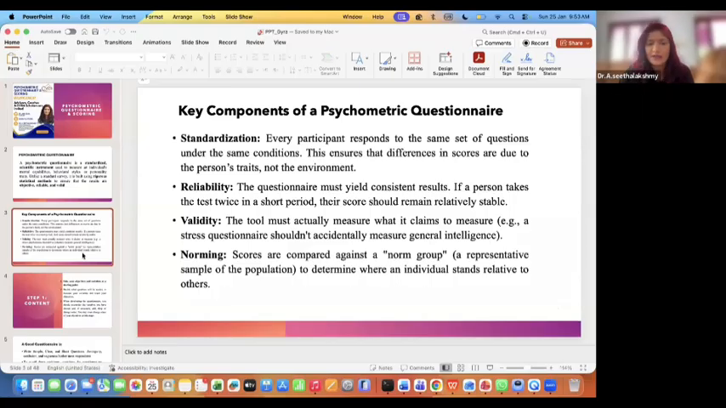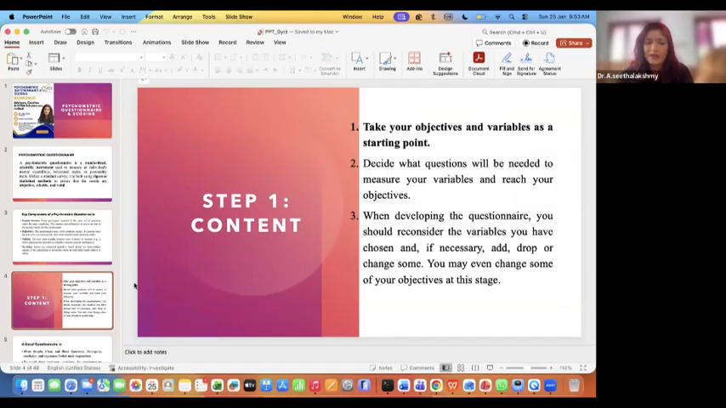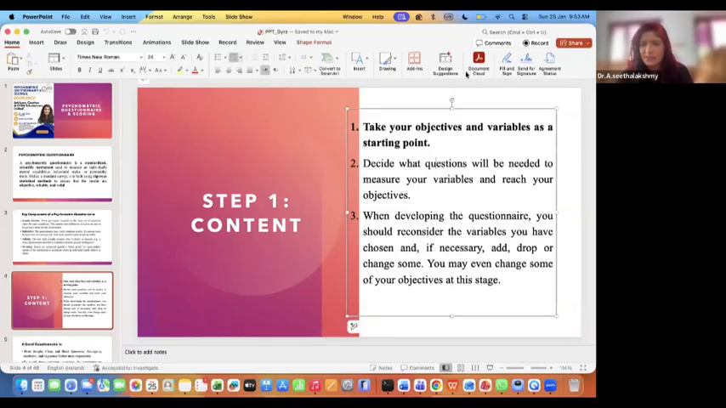Now coming to the psychometric questionnaire that we are going to develop. Let me go into the first step. Initially we look into what is the objective of the research, and then we will start developing, like what questions I need to look into, right? Decide what is my aim or objective of my research, and if I want to achieve this objective, what are the variables that I need to look into.